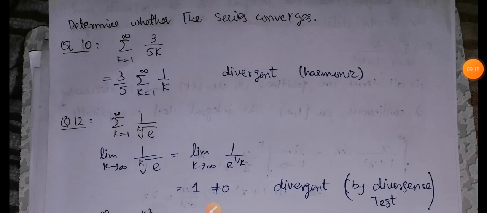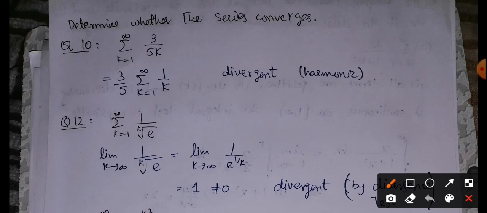Next, we have some questions in which we have to determine whether the series is convergent or not. Question number 10: the series is summation k varying from 1 to infinity of 3 by 5k. We have discussed that we can take a scalar multiple out of the summation sign, so it becomes 3 by 5 summation k varying from 1 to infinity of 1 over k. Now this series is divergent, being a harmonic series, or you can also say that it is a P series with p equal to 1, and for p equal to 1 the series must be divergent.